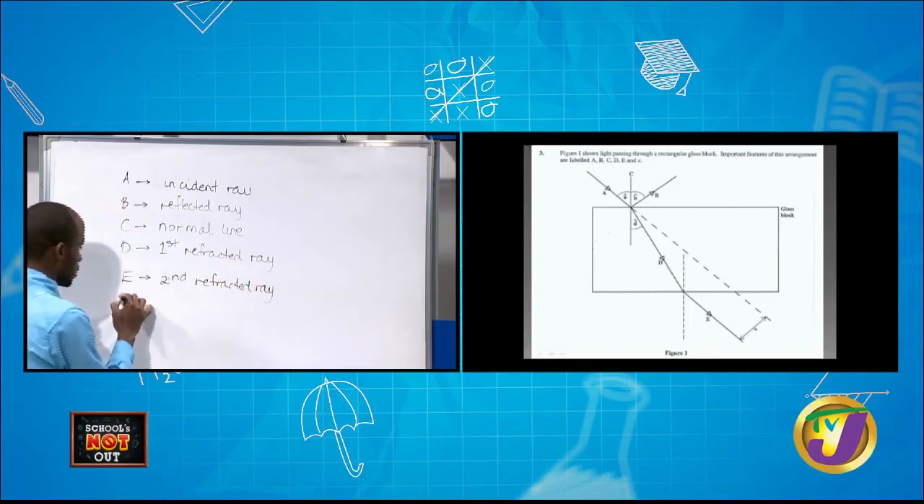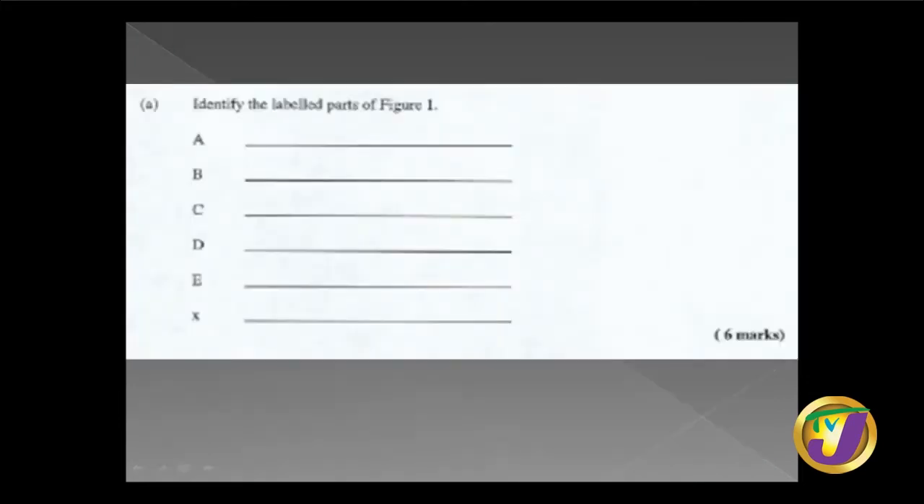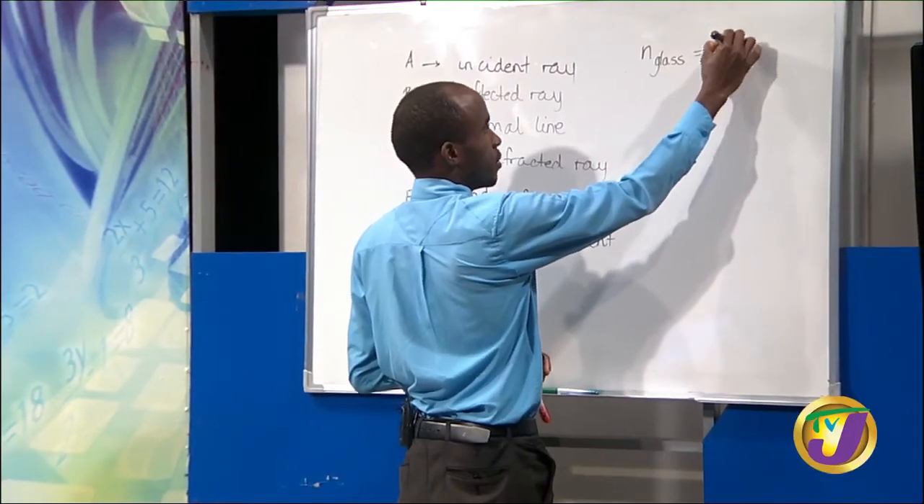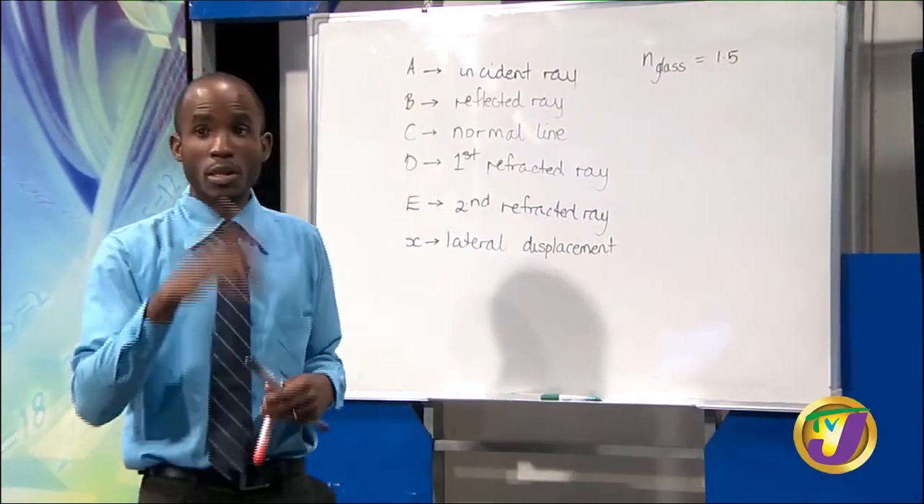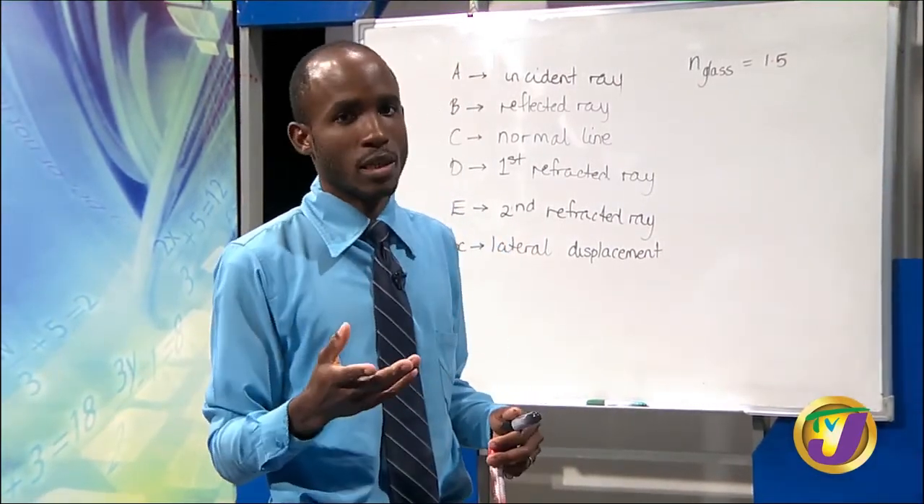And X, we have a displacement taking place because it was shifted away. So we call that now a lateral displacement. Lateral means sideways displacement. That's what X represents there. Good. Now, it says the refractive index of the glass is 1.5. So you can state that somewhere. N of glass is 1.5. Oh, and bear this in mind. Refractive index does not have a unit. Why is it that it doesn't have a unit?